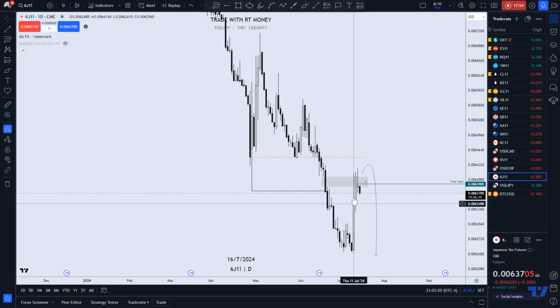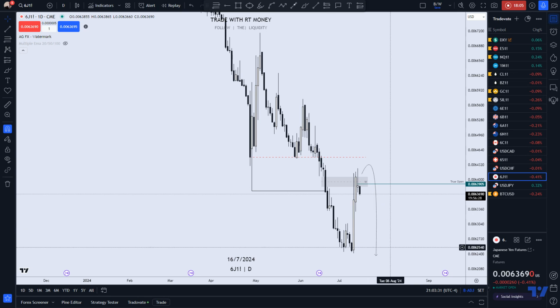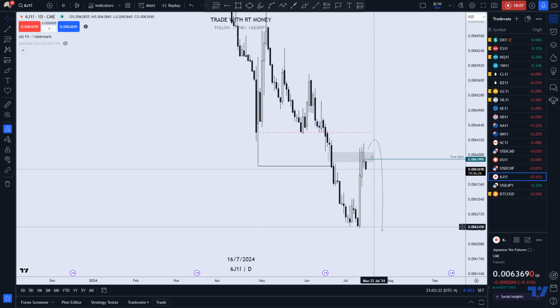I don't think it's going to come back up very much, but you can see that each one of these was higher than the last previous daily highs. So I'm looking for price to start to target this low down here.